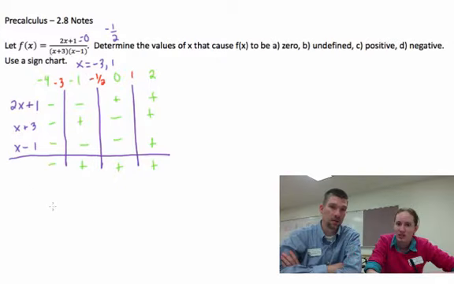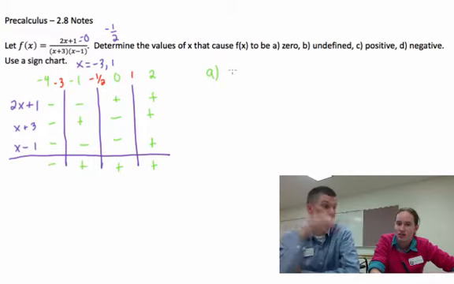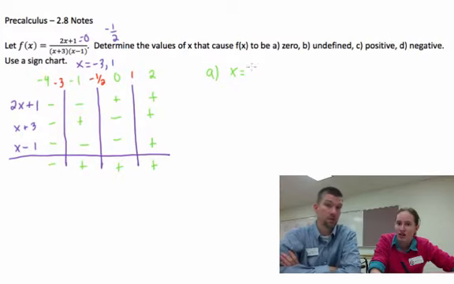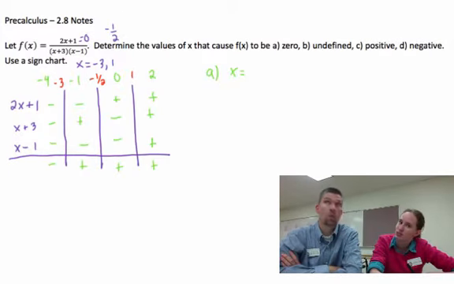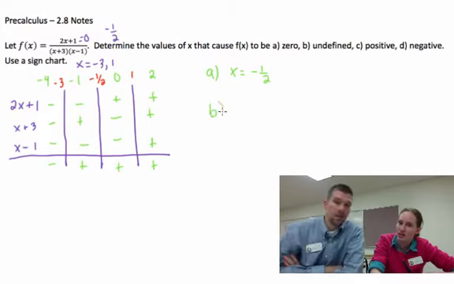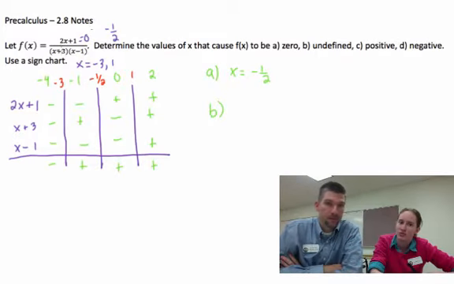Okay. So we are trying to find here A, B, C, and D. A, where is our graph 0? Which is different than undefined, which Mrs. Stevenson was just talking about a second ago. Where our x-intercepts are, where we get our zeros from. Where do we cross the x-axis? That's -1/2. Okay, and then B, where is it undefined? That's where our vertical asymptotes will be, on the bottom. -3 and 1.